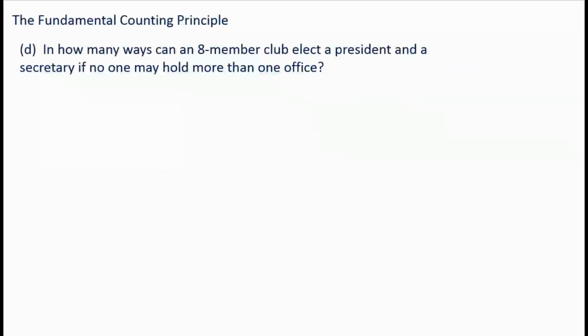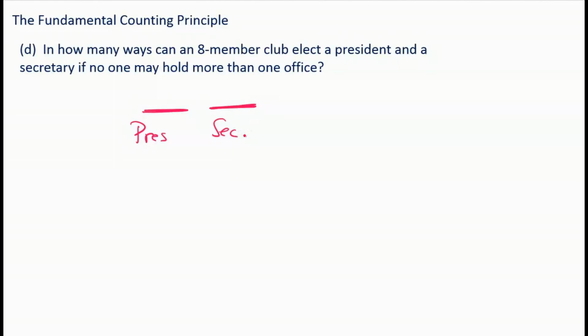All right, and how many ways can an 8-member club elect a president and a secretary if no one may hold more than one office? Okay, what do you think? Okay, so what do we have to do? We have to elect, what are our tasks? We have to elect a president. Okay, there's the president task. We have to elect a secretary. There's our secretary task. And if you would like to label, you go right ahead.